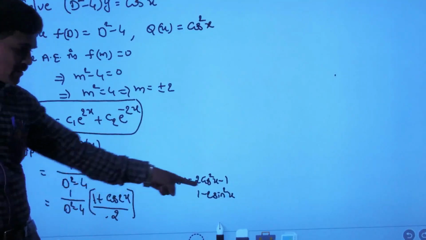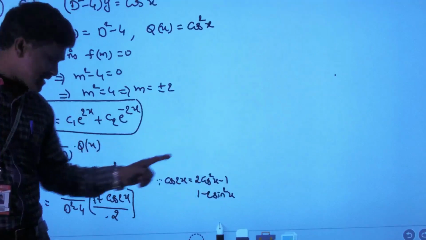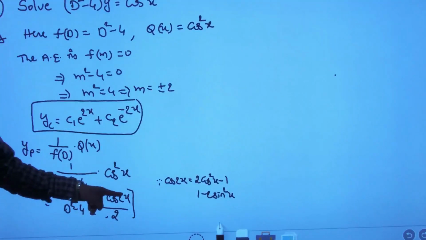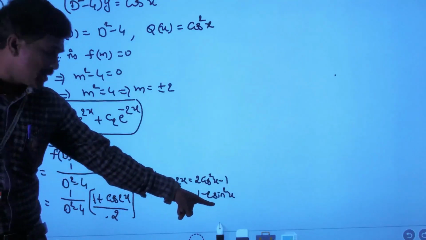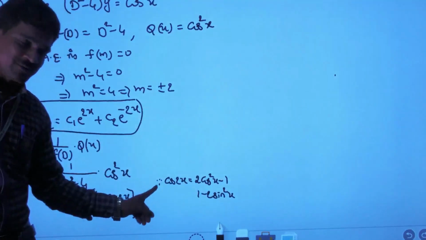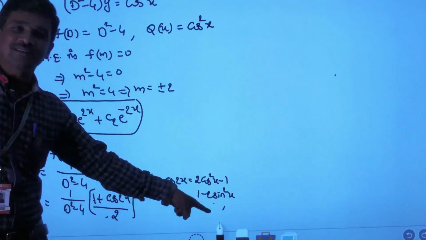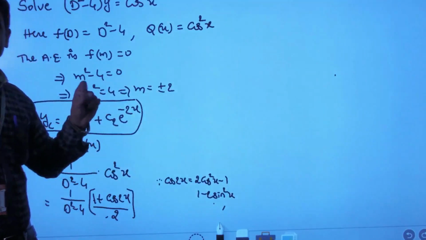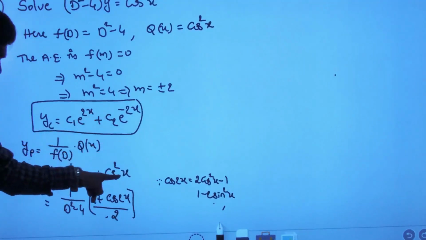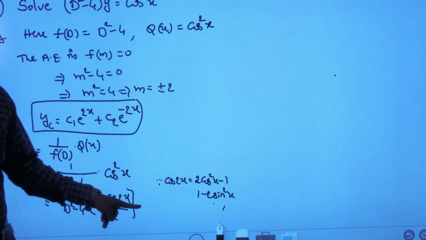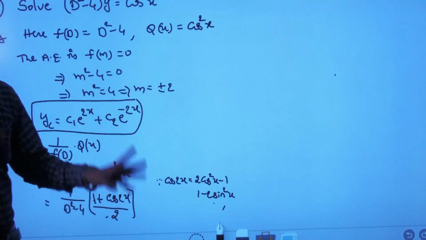If sin square x is given, then in place of sin square x we write 1 minus cos 2x by 2. This is also from the cos 2x formula: transposing, 2 sin square x is 1 minus cos 2x. So sin square x can be written as 1 minus cos 2x by 2. If cos square x is given, write 1 plus cos 2x by 2. If sin square x is given, write 1 minus cos 2x by 2.